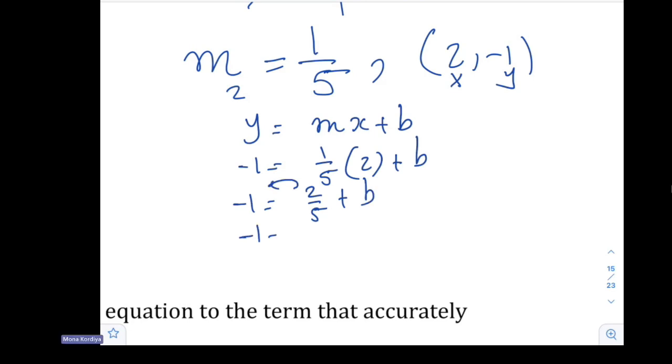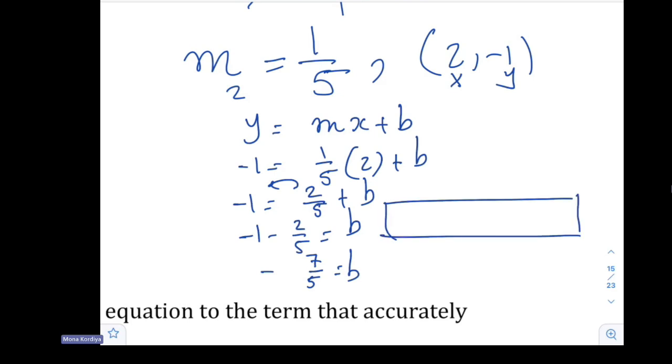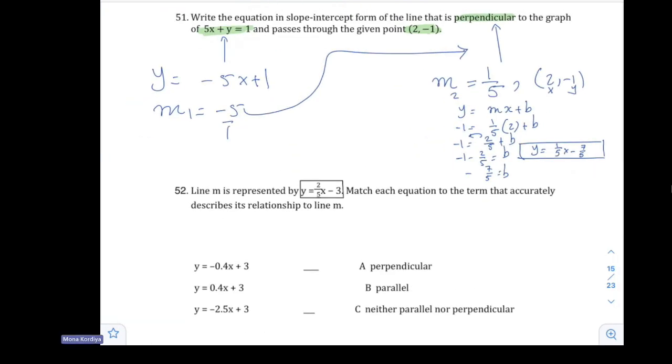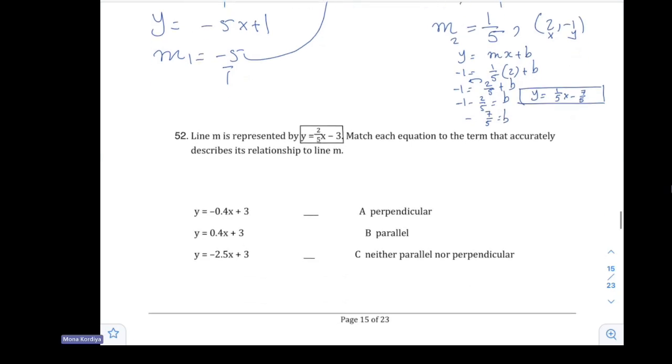Take this there. So b is negative 7 over 5. And finally, you would write the new equation, new slope, new b. So y is 1 over 5x plus the new b, negative 7 over 5. This is perpendicular. As you see, when you compare the slopes, they are negative reciprocals.